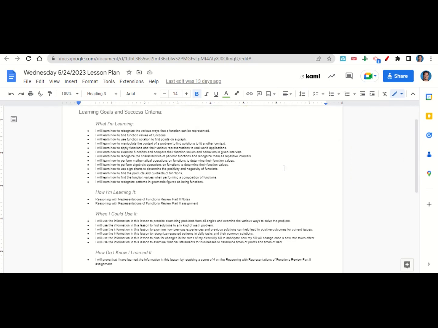How do you know you learned it? By getting a score of 4 on the Reasoning with Representations of Functions Review Part 2 assignment.